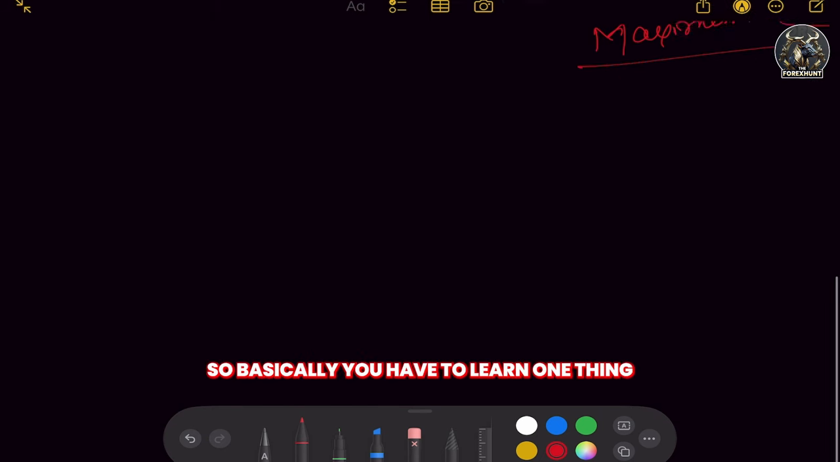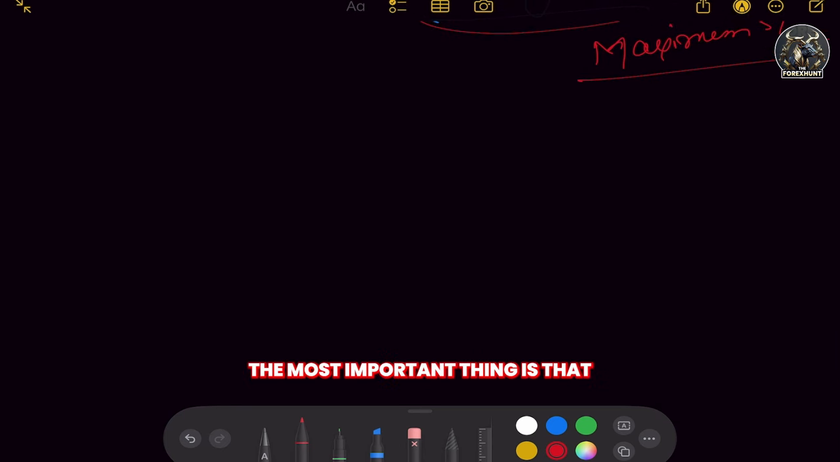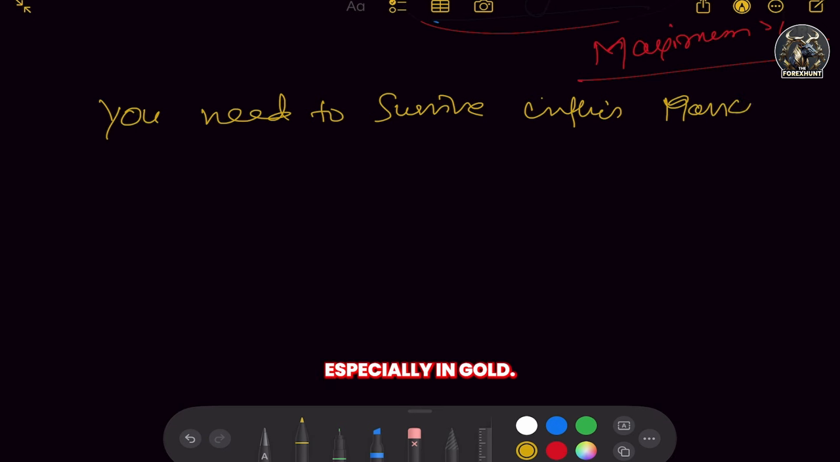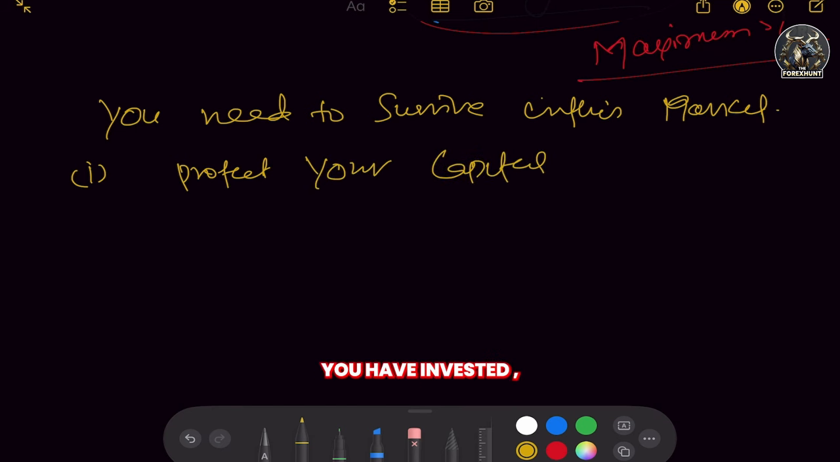So basically, you have to learn one thing. The most important thing is that you need to survive in this market, especially in gold. You need to survive. Protect your capital. It doesn't matter how much capital you have invested. It may be $50, $100.